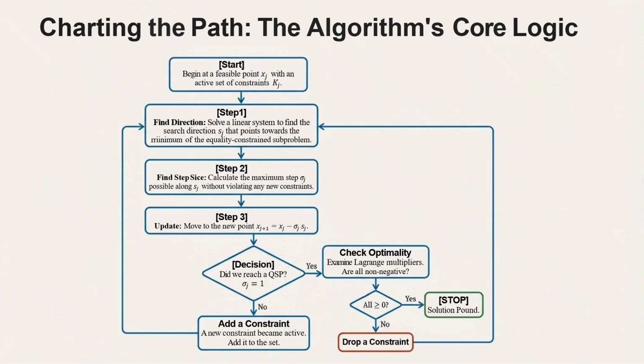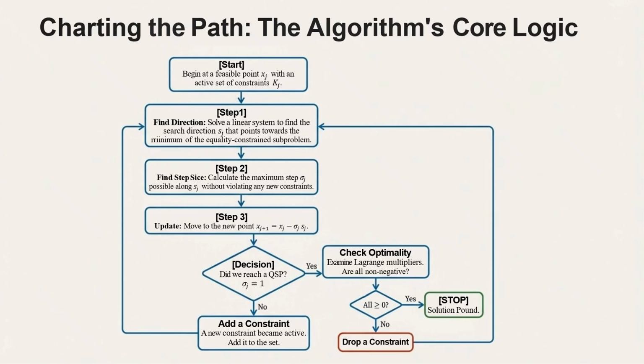Now we reach the critical decision point. We ask ourselves, have we reached a quasi-stationary point, QSP? Our criterion here is the step size. If a full step was taken, sigma sub j equals 1, the answer is yes. If the answer is no, it means we hit a barrier or a new constraint along our path. Consequently, we add a constraint to the active set and return to step 1.